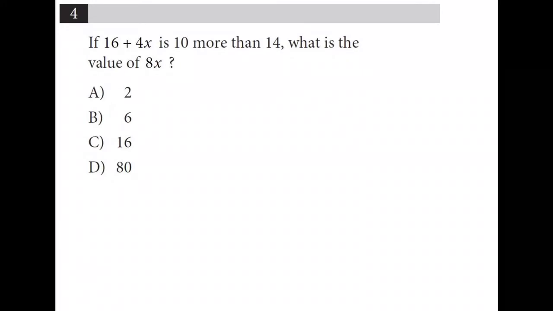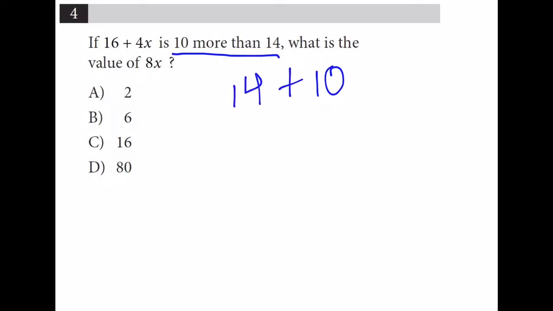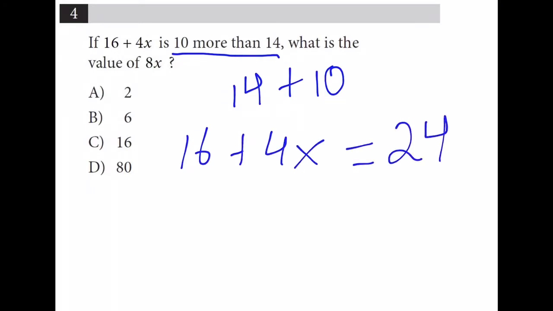The key idea here is figuring out what 10 more than 14 is. So that's 10 more than 14, so 14 plus 10. So we know that 16 plus 4x is equal to 24. There's a couple different techniques to solve this. We could solve for x all by itself and then plug that into 8x. We also might notice that 8x is double 4x.